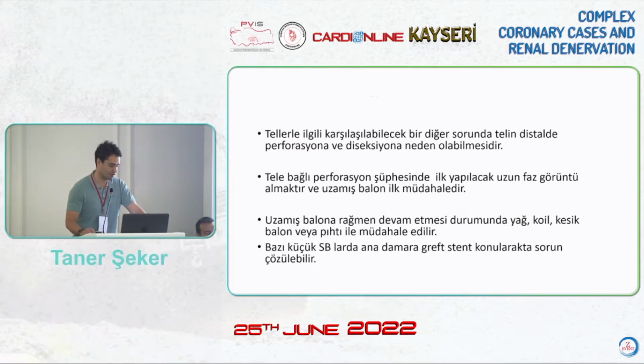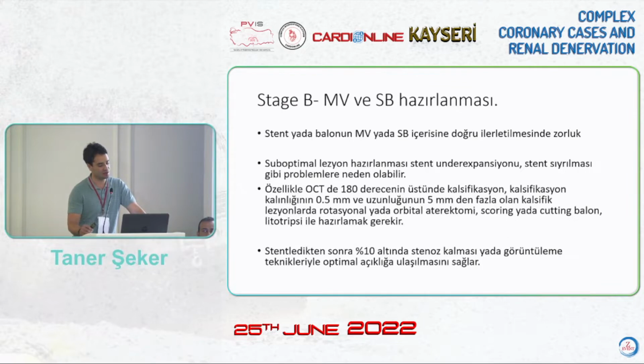First, a classical inflated balloon is recommended, and if it continues with oil, coil, or a cut balloon, or with a clot, intervention can be done, and a cover stent can also be done. In stage B, main vessel and side branch are prepared. The under expansion of the stent or stripping of the stent must be prevented.